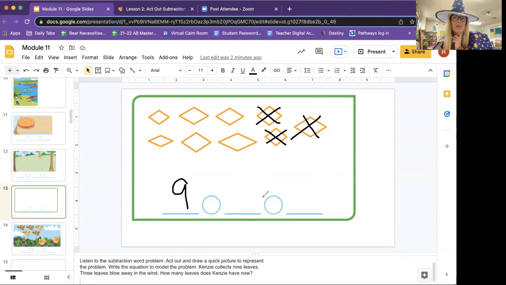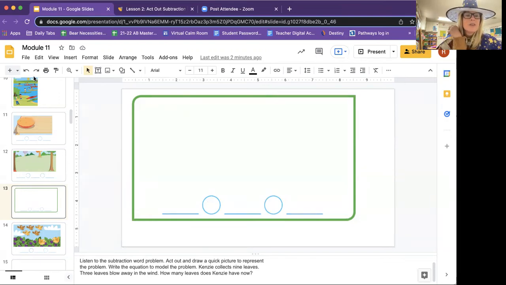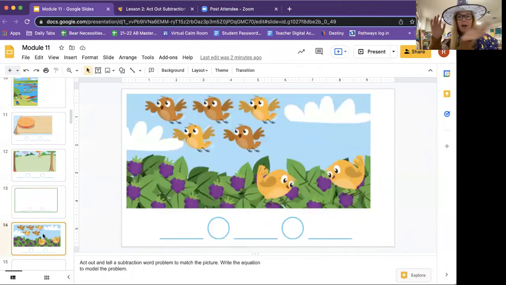And how many blew away? That number goes here. I'm not going to do it. You write it on your paper. And then equals, don't forget the equal sign. How many does she have now? How many does she have left? That number goes there. All right. You can pause this while you fill it out yourself. All right. Ready? Awesome.